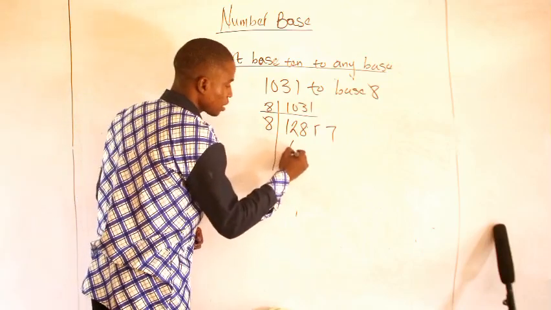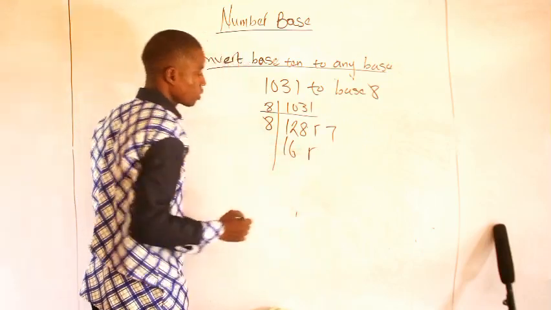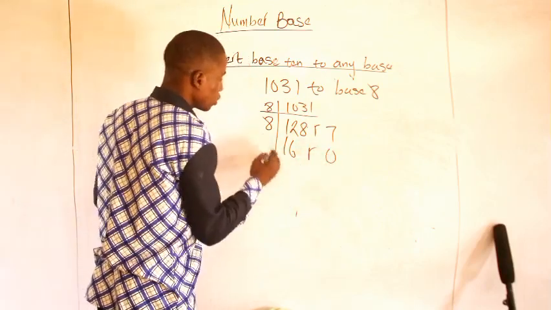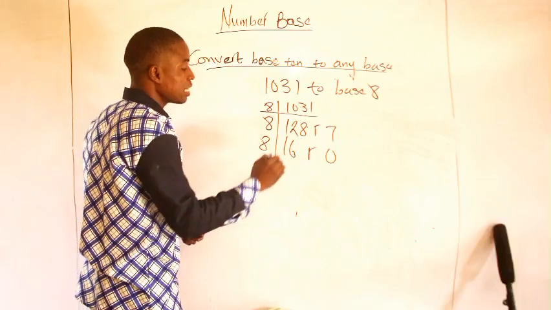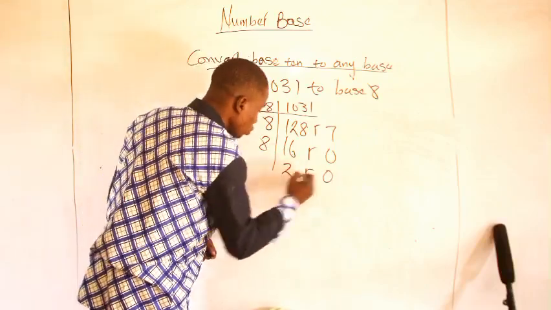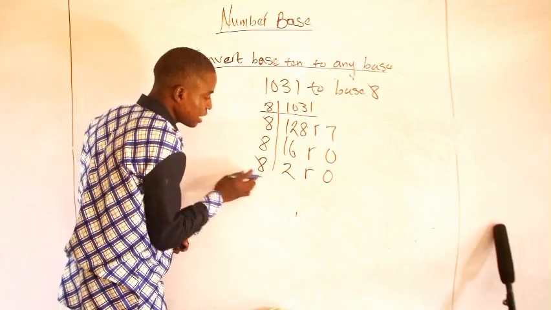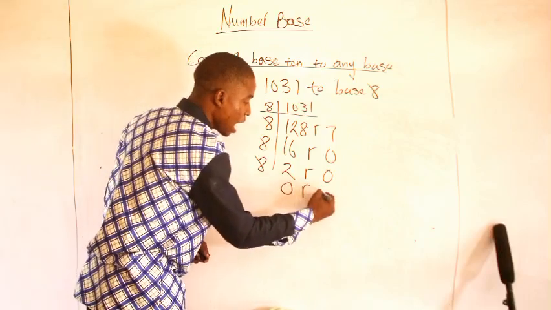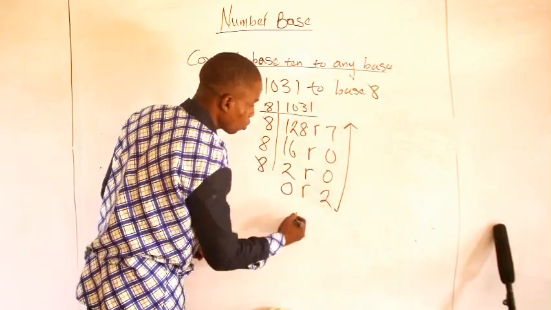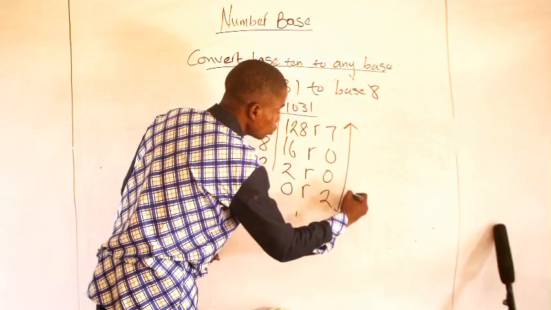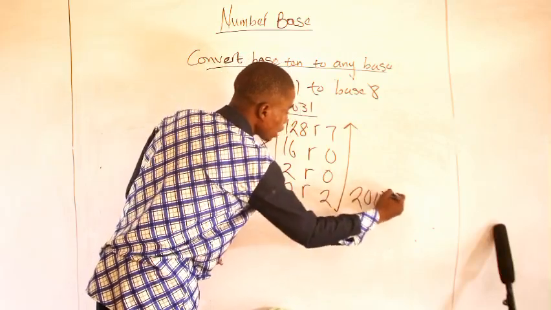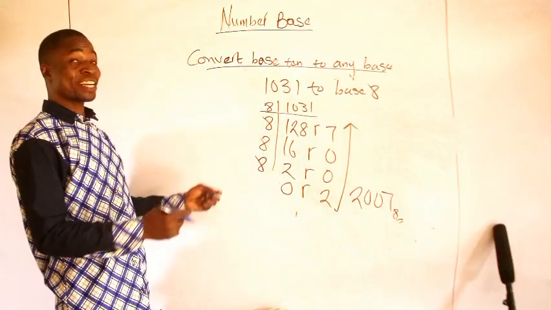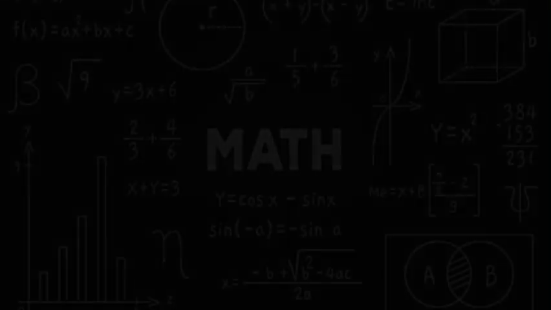16. Remainder 0. Now 8 again. This one divided by this is what? 2. Remainder 0. Now 8 again. This one divided by this is not possible. That's why you say 0. Remainder 2. Put your arrow. Now the answer will be 2007 base 8. Yeah, 2007. Thank you very much. This is the next. Okay, let's go.